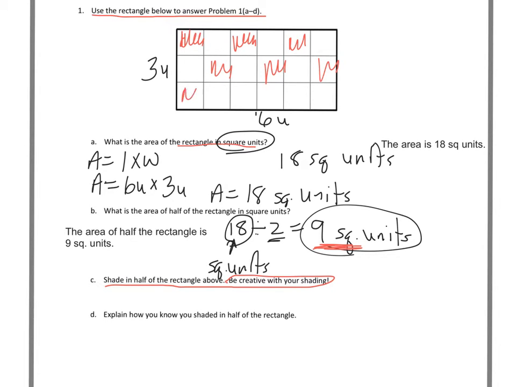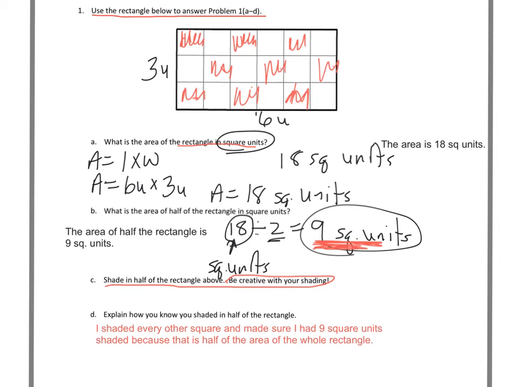And you're seeing that I'm trying to do every other one. But as long as I have 1, 2, 3, 4, 5, 6, 7, 8, 9 shaded, I've shaded half. So for my explanation, I shaded every other one and made sure that I had 9 square units shaded. And there's my answer statement. I shaded every other square and made sure I had 9 square units shaded because that is half of the area of the whole rectangle.